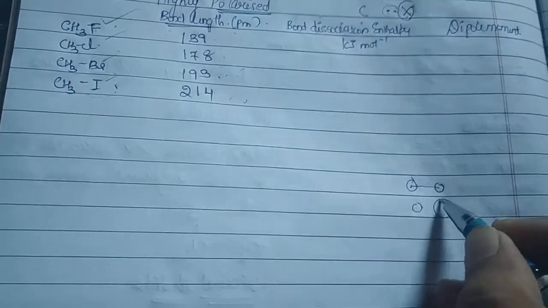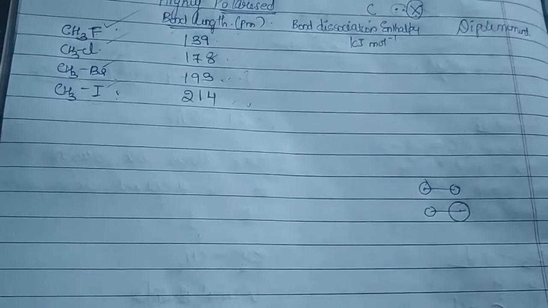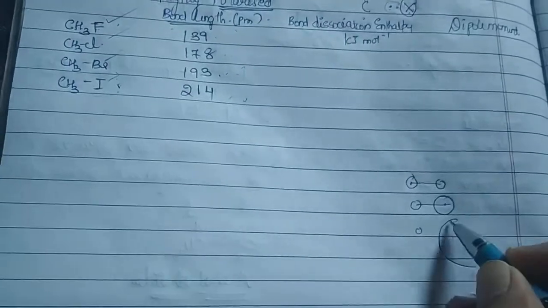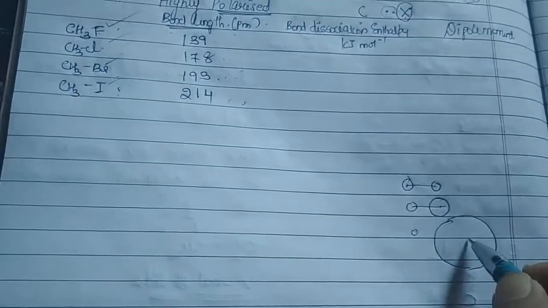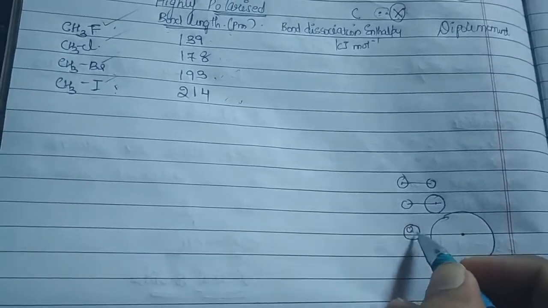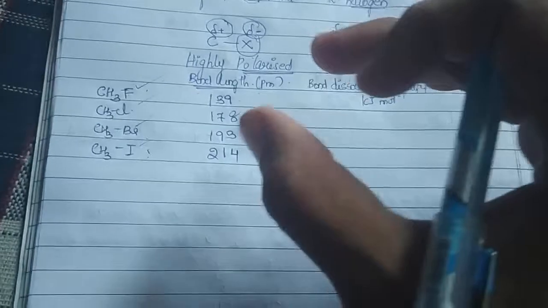So as this increases, what happens? The center moves somewhat greater in size. When I am comparing my iodine, of course it will be larger in size. So its center will be somewhat over here. You can just observe that the bond distance, or the bond length, is going on increasing.